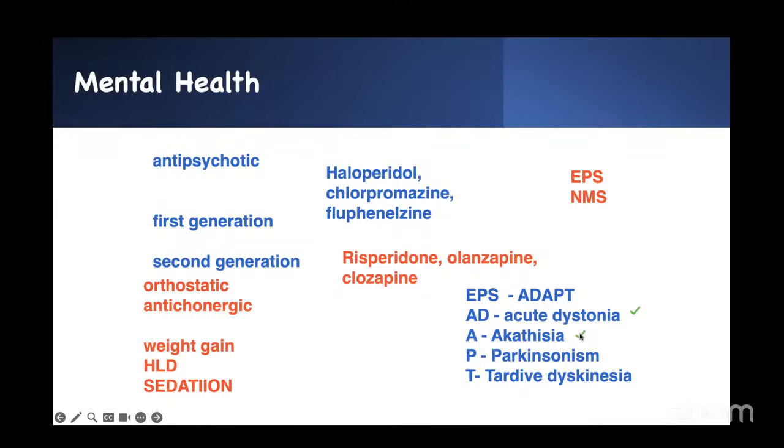Akathisia means they can't stay still. That's all. So this is akathisia. These patients can't stay still. They're walking around, they're sweaty, they can't do anything. Parkinsonism, they look like a Parkinson patient. Once again, please, this is the trap. A Parkinson patient will have muscle rigidity. They may have rigidity, but it's not the same. They have cogwheeling. It's not the same.